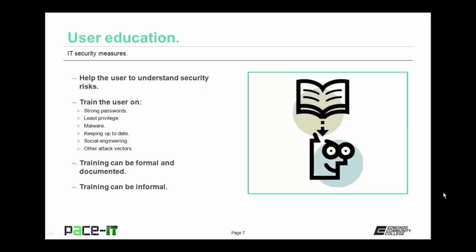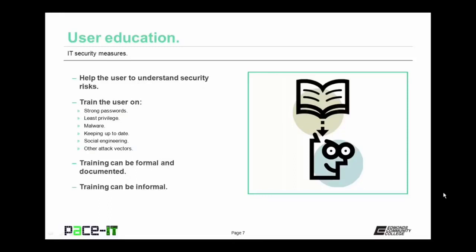Because of that, you need to train users on what strong passwords are. You should keep them informed about the principle of least privilege. They need to be aware of malware attacks that are out in the wild and that they may be subject to. Help the user to understand how important it is to keep everything up to date, how to resist social engineering attacks, and what other attack vectors are out there.